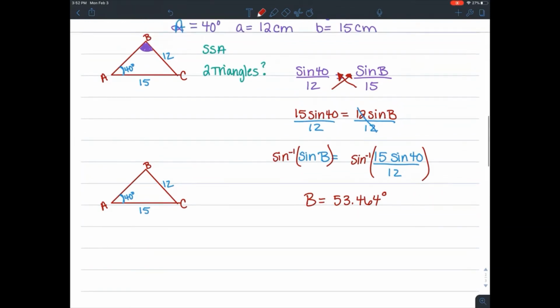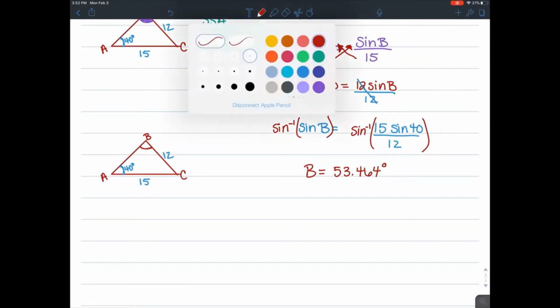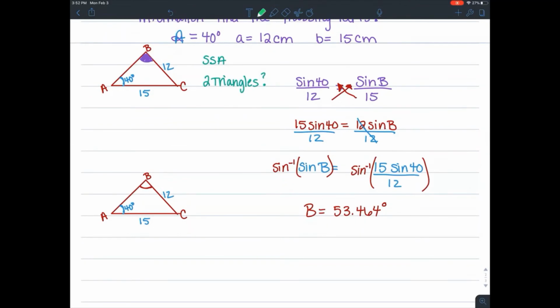So now we gotta see, okay, so we just found B. Now, the thing is to see if there's a second triangle. We're not finished with the first triangle. We haven't found anything about C, but we'll get to that. We just found that this is 53.464. So to see if there's a second B here, we do 180 minus 53.464, which produces the angle 126.536.